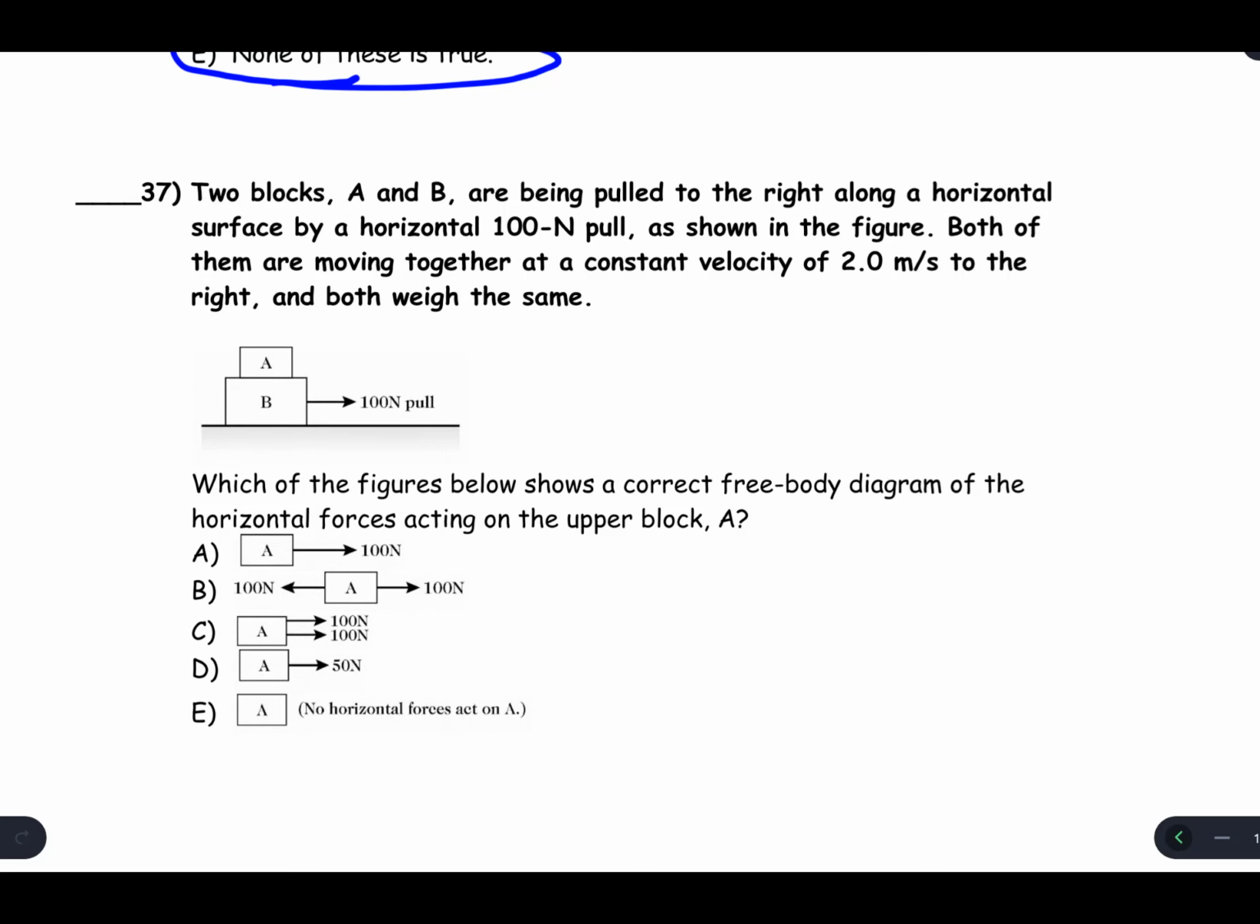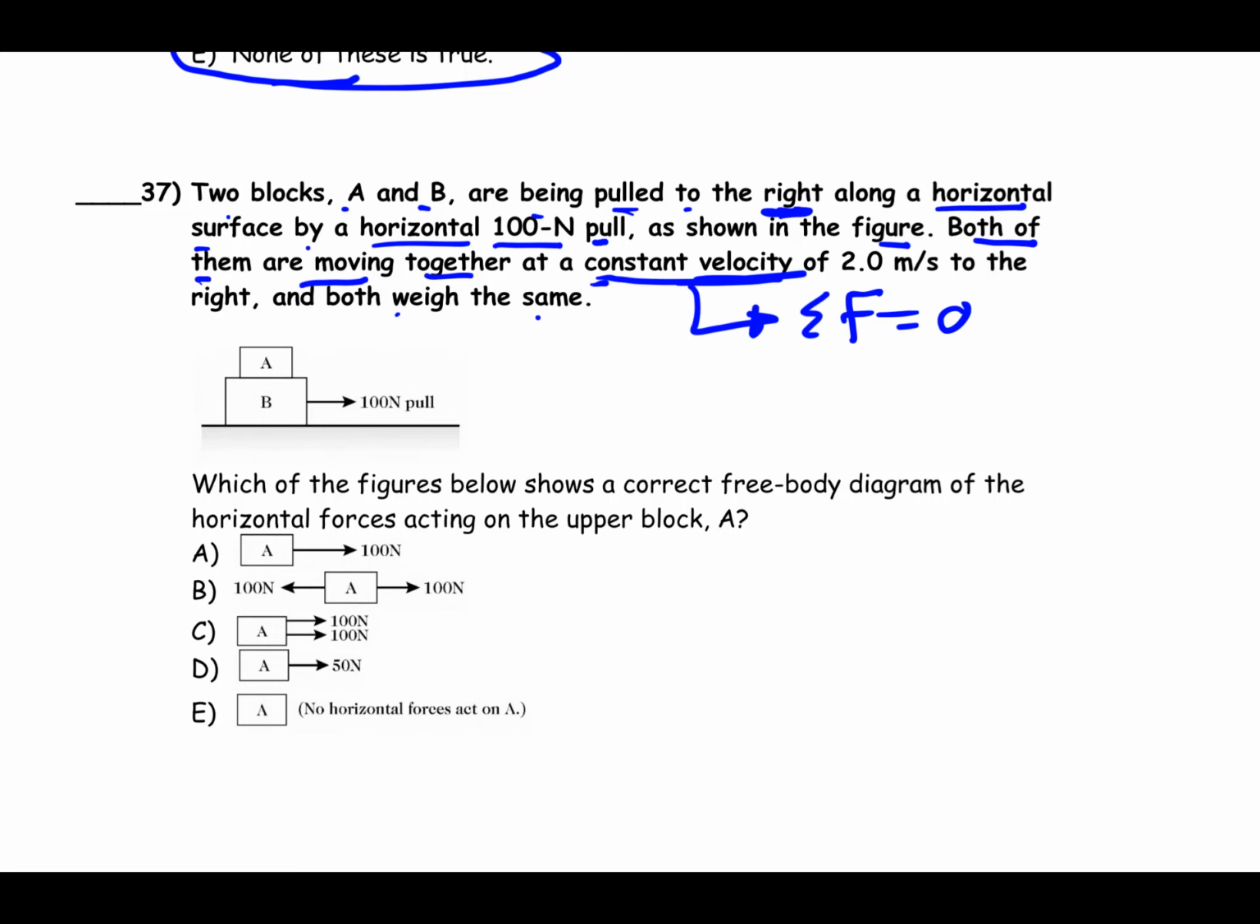Let's go to the next. Two blocks A and B are being pulled to the right along a horizontal surface by a horizontal 100 pull, as shown in the figure. Both of them are moving together at constant velocity. Constant velocity means the summation of the forces equals 0. And both weigh the same. Which of the figures shows the correct free body diagram of the horizontal forces acting on the upper block? On the upper block.